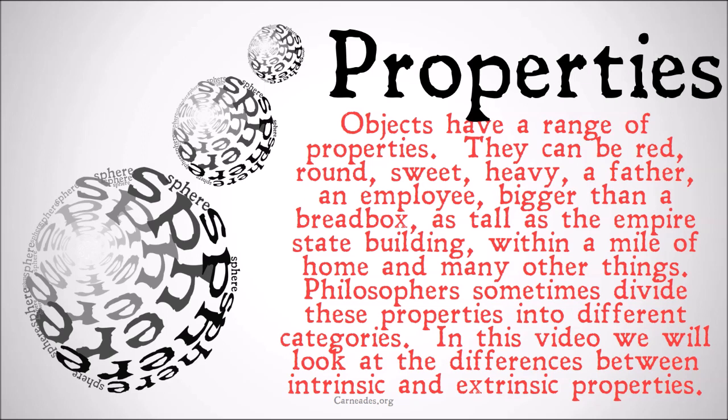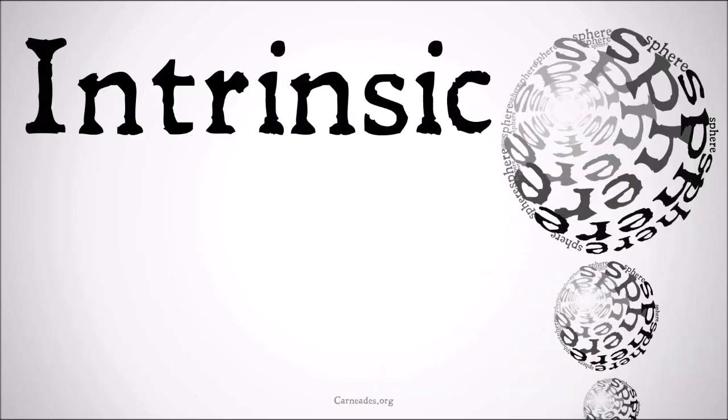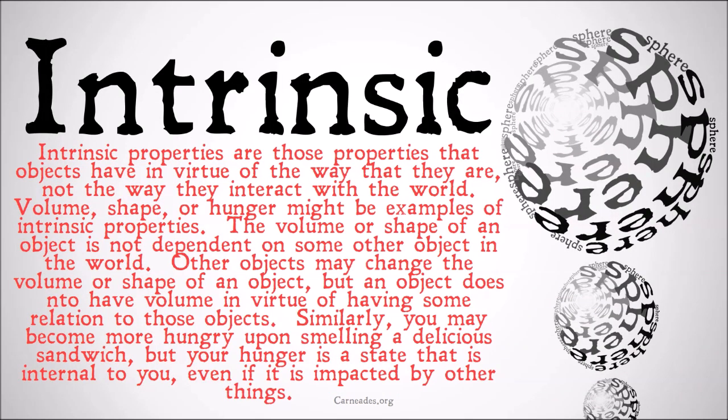Philosophers sometimes divide these properties into different categories. In this video, we'll look at the difference between intrinsic and extrinsic properties. Now, intrinsic properties are those properties that objects have in virtue of the way that they are, not the way that they interact with the world. Volume, shape, or hunger might be examples of intrinsic properties.